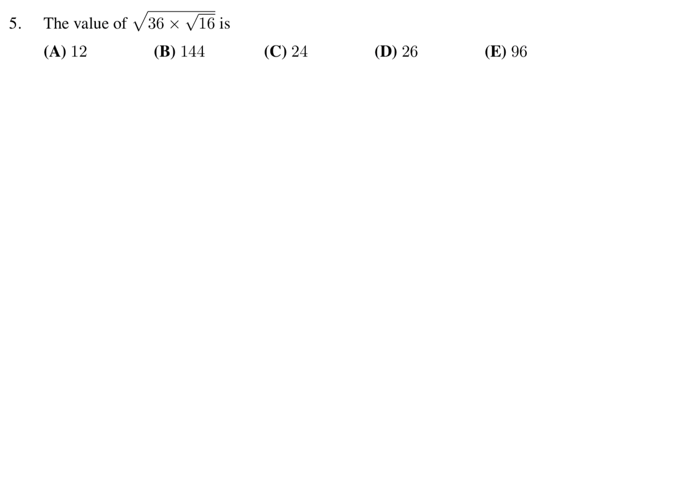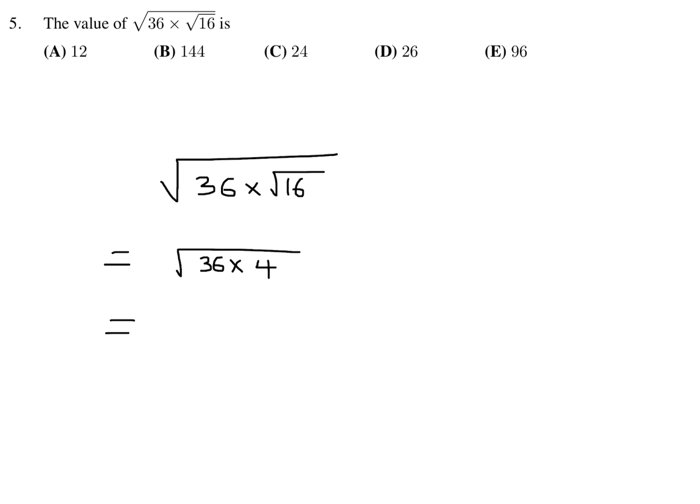The value of this expression is 36 times the square root of 16, all under the square root sign. Square root of 16 is 4, and then we've got 36 times 4. And you can do this in a couple of ways. You can either multiply it, or you can just do the straight square root. I'll just multiply it because I don't think it's that big of a deal to do so. That's just square root of 144, which is 12. So number 5, the answer is A.